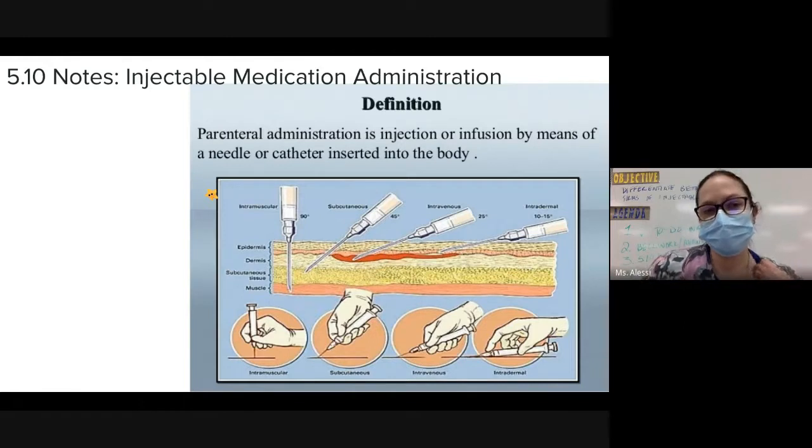These are notes 5.10 on injectable medication administration. So we are going to be looking at the different degrees of the angles that we're going to hold our syringes at, how we're going to solder syringe and needle, and the actual anatomy of a syringe.